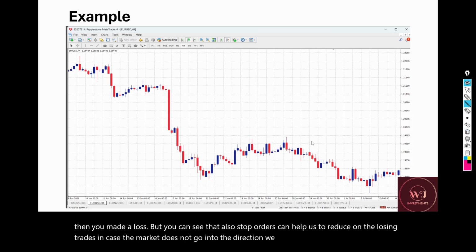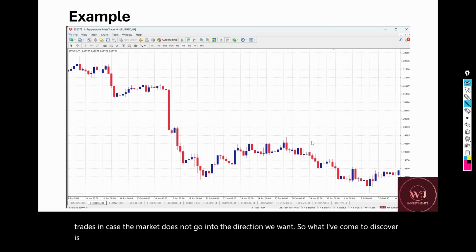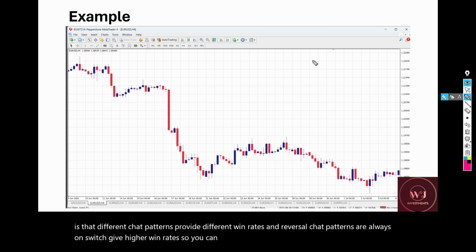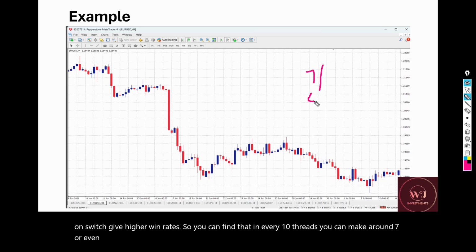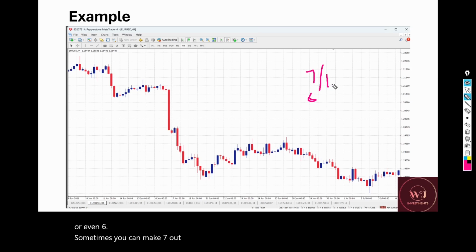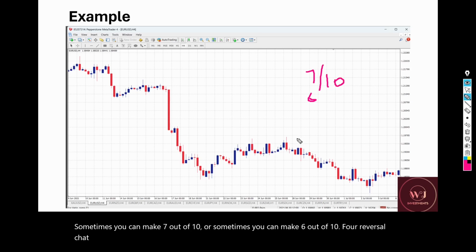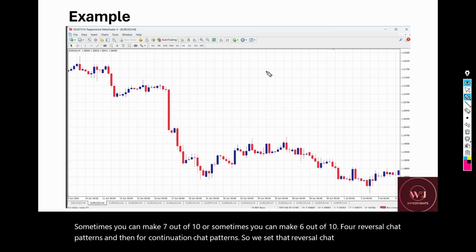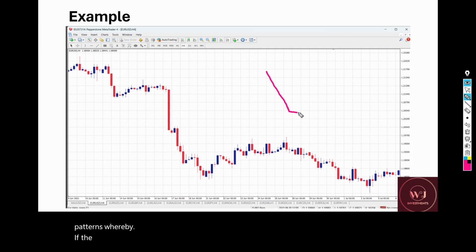So what I've come to discover is that different chart patterns provide different win rates, and reversal chart patterns are always the ones which give higher win rates. So you can find that in every 10 trades, you can make around 7 or even 6. Sometimes you can make 7 out of 10, or sometimes 6 out of 10 for reversal chart patterns. We said that reversal chart patterns are patterns whereby the market is in a downtrend, and then you get a pattern and it reverses into an uptrend.